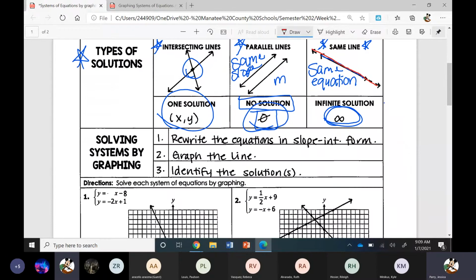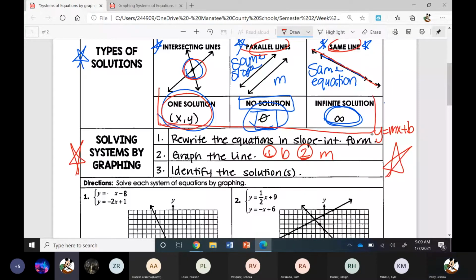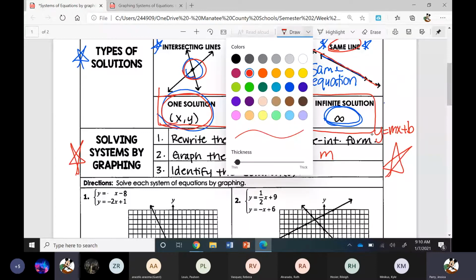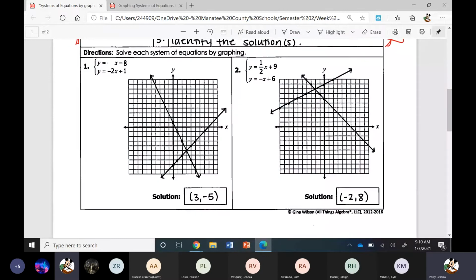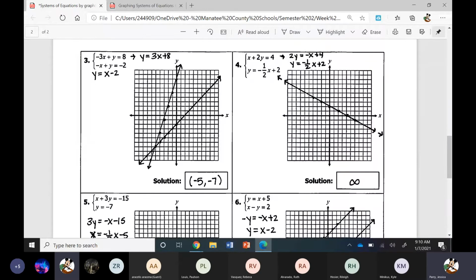But for your steps for doing this, you follow the same 3 steps every single time. You rewrite your equation in slope-intercept form, and remember that's y equals mx plus b. Then you graph the line, first plotting your y-intercept b, then using your slope m to get your second point, and then you identify your solutions using the above. If it's intersecting, parallel, same line, you can write your different solutions for that there. And then there's a couple of example questions to see how to go through and write your answer for all of these. But those were your notes for yesterday.